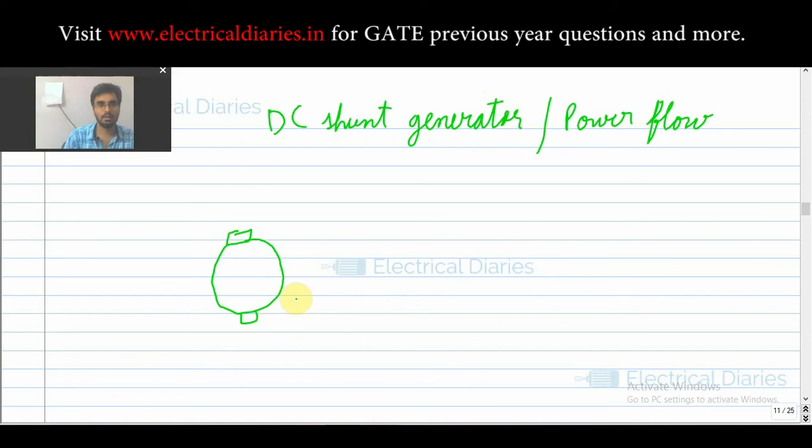So that is a very high-level idea. I'm not getting an English word for that. Don't mind. Yeah, so this is our DC generator.